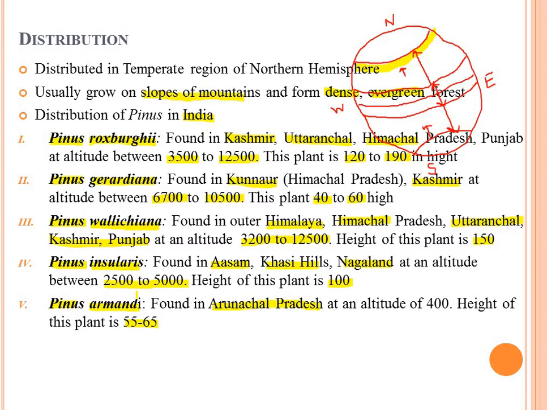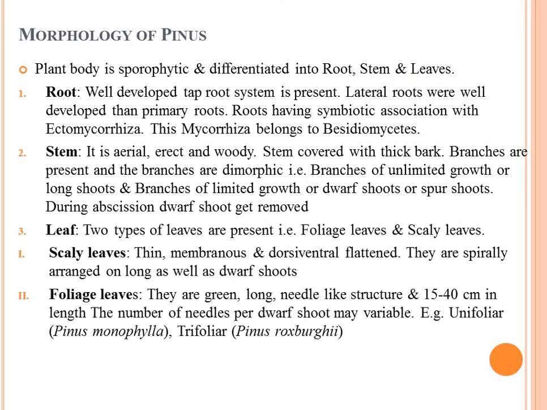Then see the next slide: Morphology of Pinus. Pinus is a sporophytic plant. Sporophytic means it produces spores. Therefore, it is known as a sporophytic plant or sporophyte. Which types of spores are produced by Pinus? Two types of spores are produced by Pinus, the microspore and the megaspore. Therefore, it is known as sporophytic.